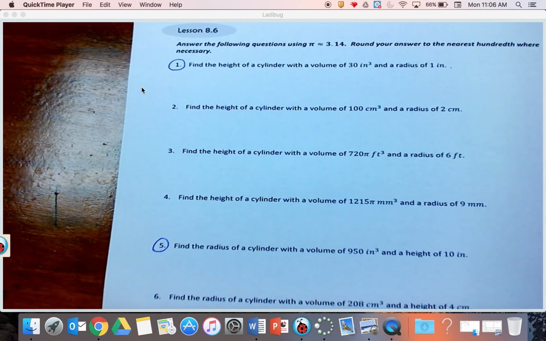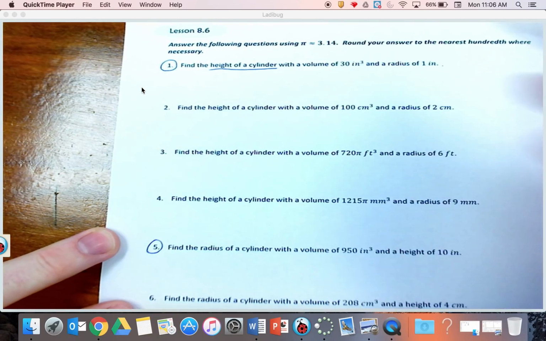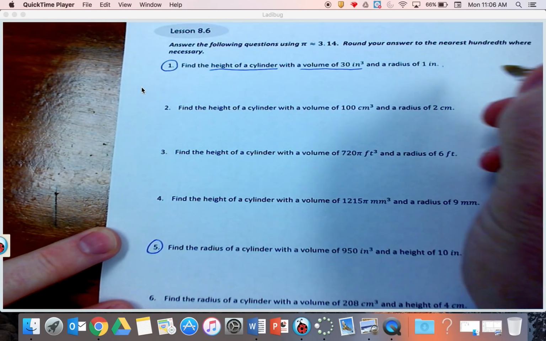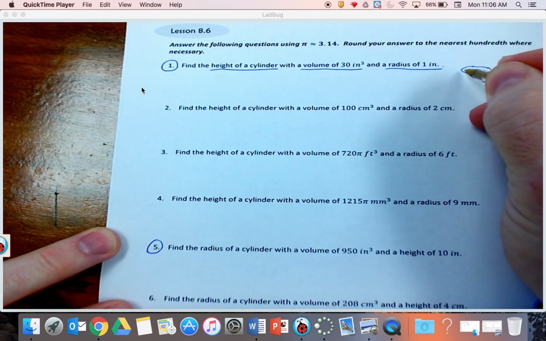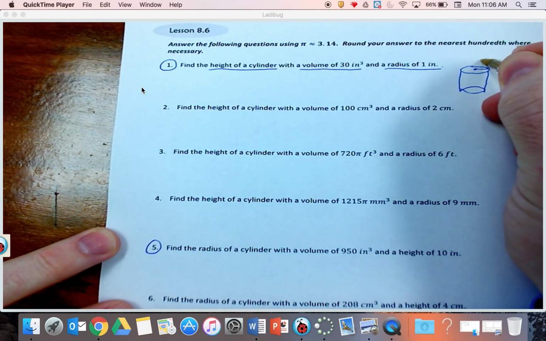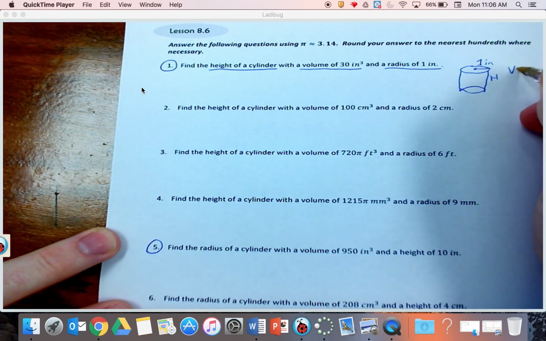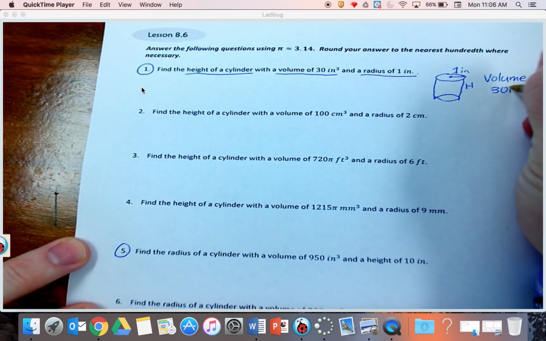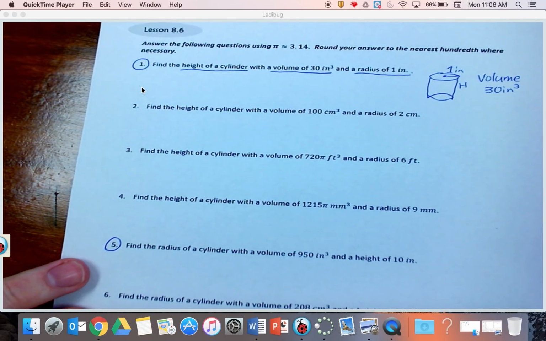If we look at problem number 1, it says we are looking for the height of a cylinder that has a volume of 30 inches cubed, and it has a radius of 1. If you wanted to draw it out, here is your shape. You have a radius here of 1 inch. The height we don't know, and we know that the volume is going to be 30 inches cubed. That means we can put 30 cubic inches inside this can that we have here.